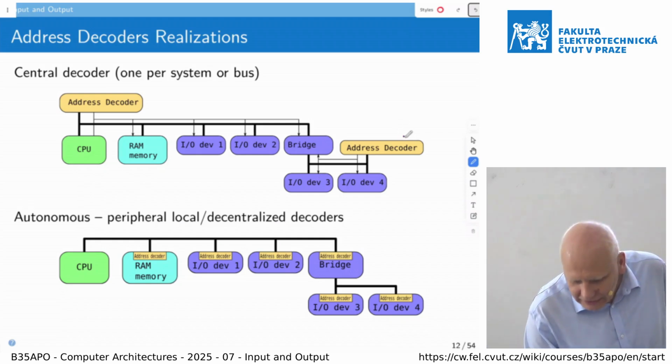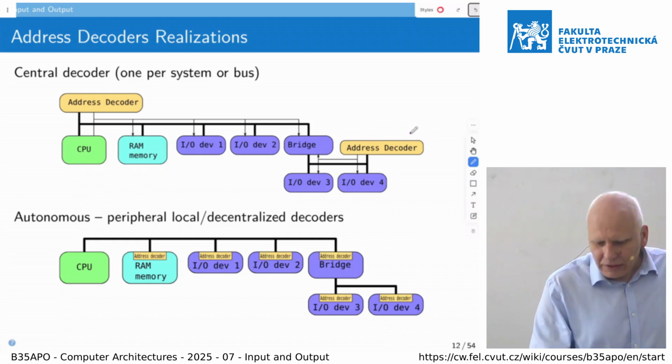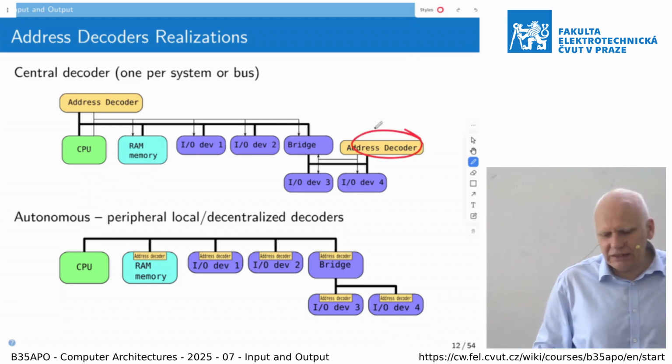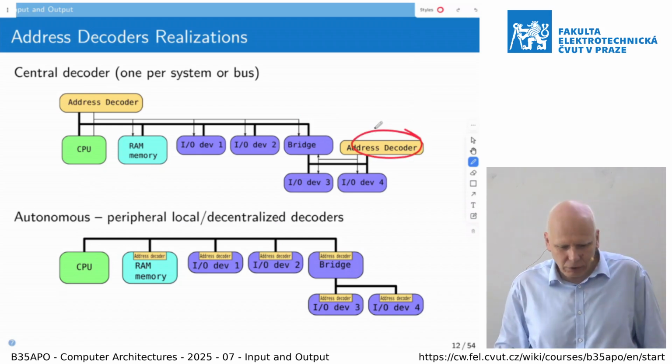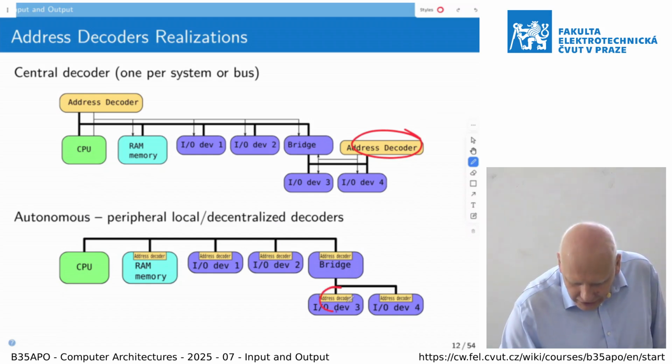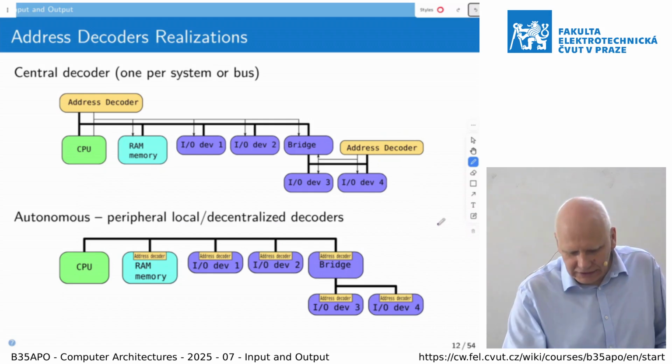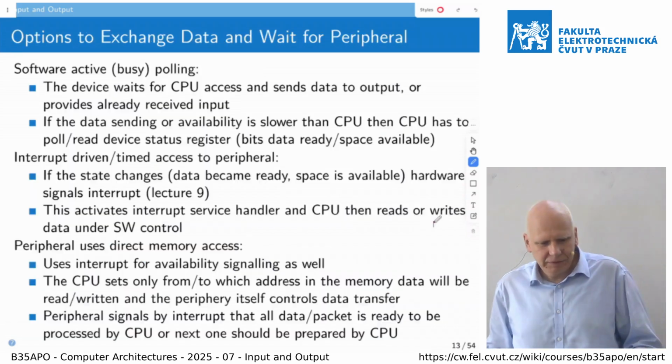And again, even if you have those multiple levels, this hierarchy of buses, each level can have its own address decoder, or it can have, again, such a mechanism to allocate and set up the addresses of the peripherals. Okay.